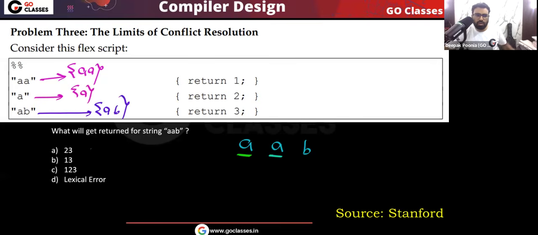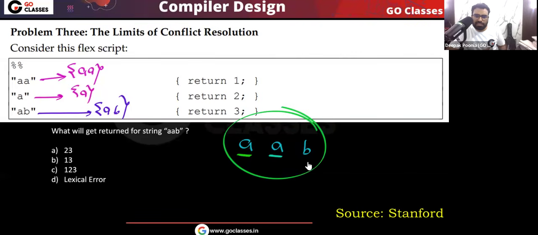Now you go for the longest match. So you go long. So you can see for this AA, who is in the race? The first is in the race. The second and third are not in the race. The first is in the race.